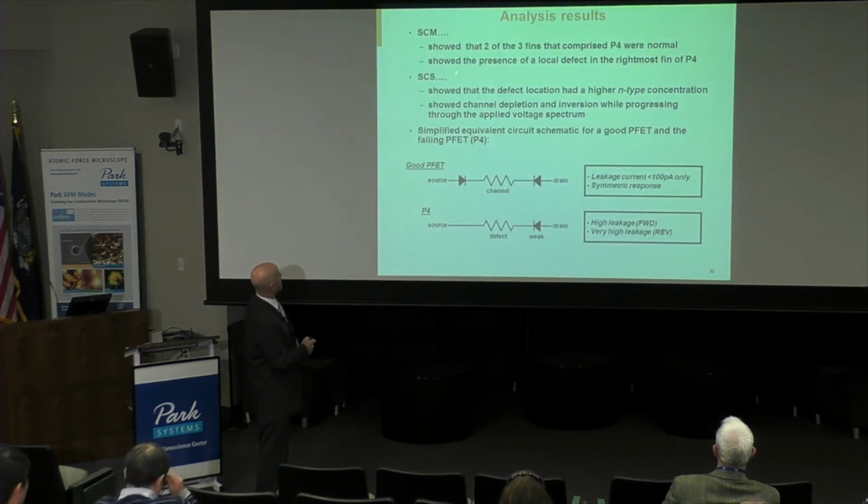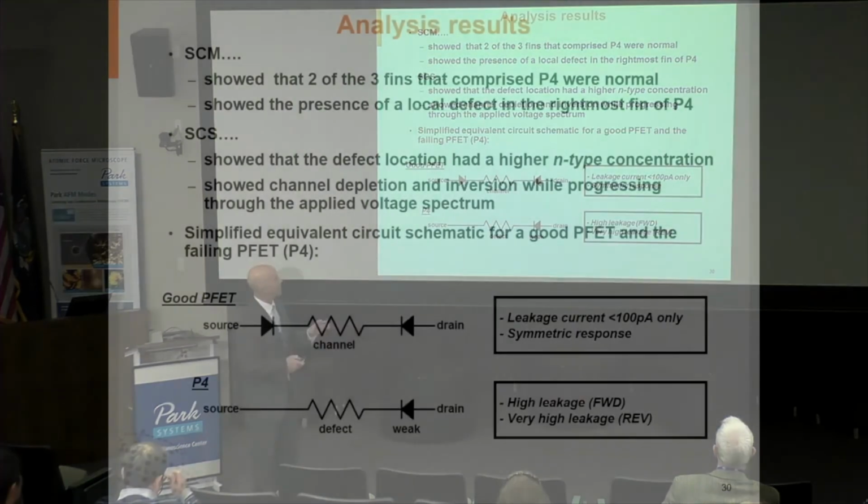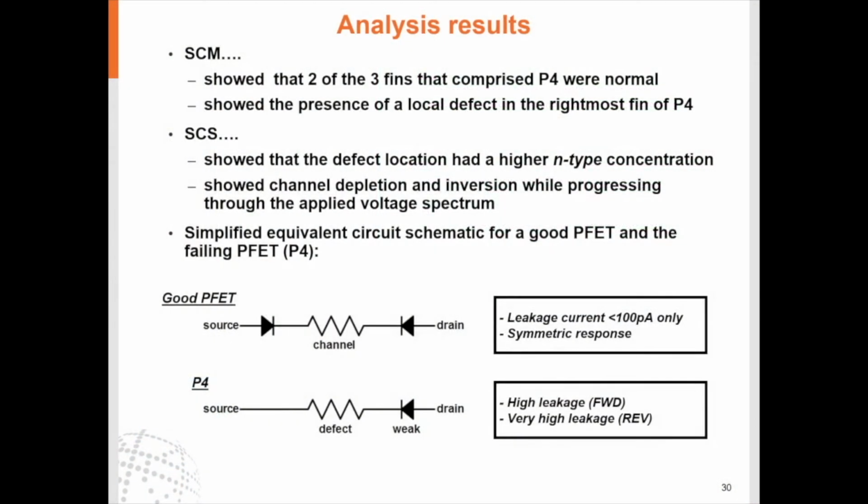So essentially, the results of that analysis showed that 2 of the 3 fins were normal, and the presence of a local defect in the rightmost fin of P4, our suspect device. And it also showed conclusively that area was a higher N concentration. And what I'm showing here is basically a simplified schematic of what those 2 devices looked like.